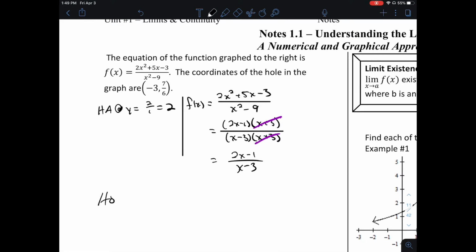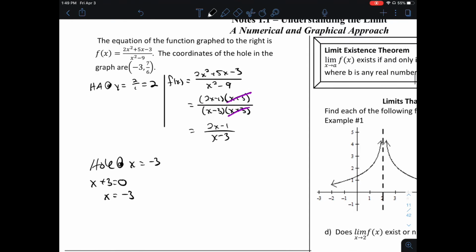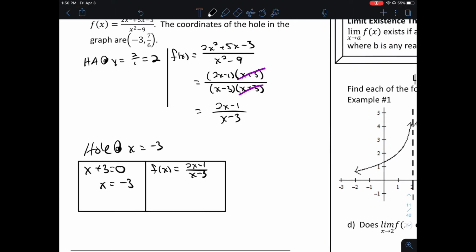So this graph is going to have a hole at x equals negative 3. That's because our canceled factor, if you set it equal to 0 and solve it, we have a hole at x equals negative 3. To find the y value of that hole, which sometimes is important, sometimes it isn't, we take what's left of the function, which is f of x equals 2x minus 1 over x minus 3.